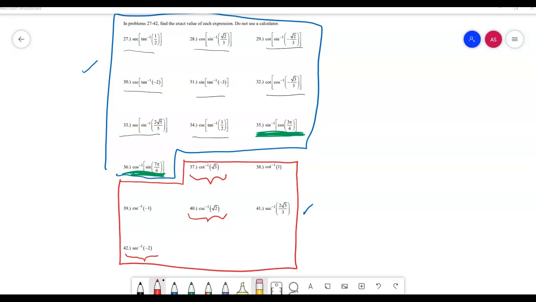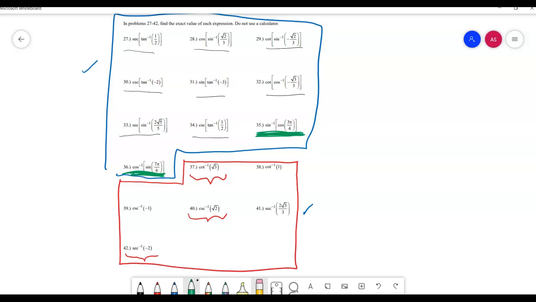So I'm going to pick a couple problems that I think are a little bit more challenging. Tangent inverse of 1 over 2. Okay, well, that's my y value. That's my x value. That's in the first quadrant. So not very interesting. So I'm going to kind of skip that one. I'm going to do what I think are more challenging problems.